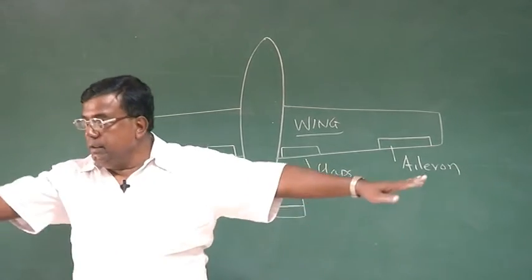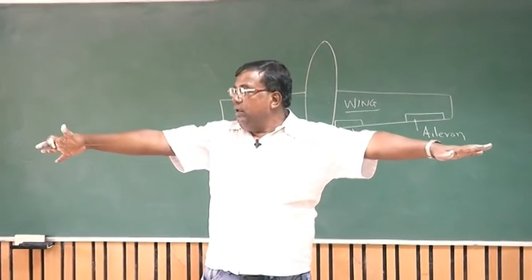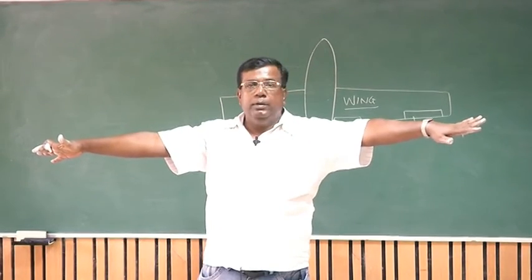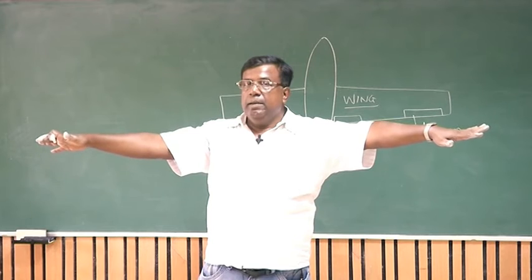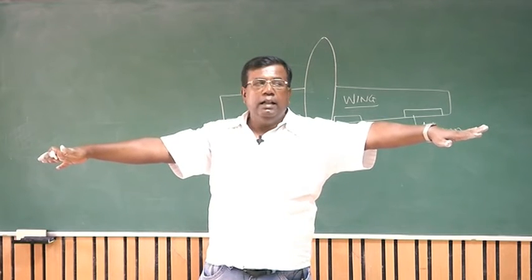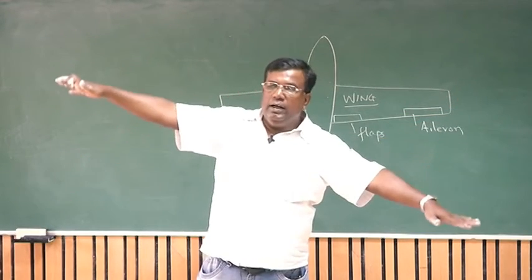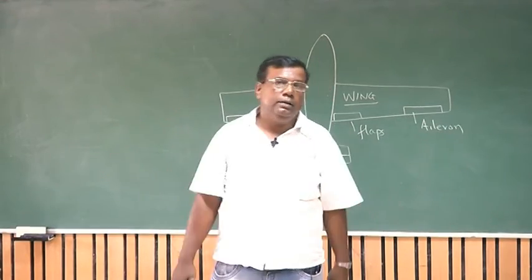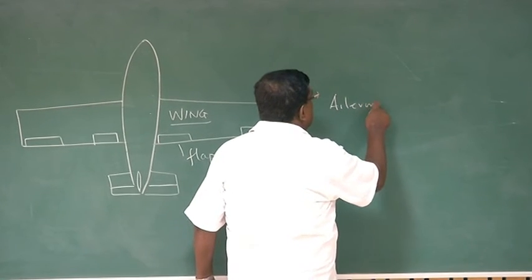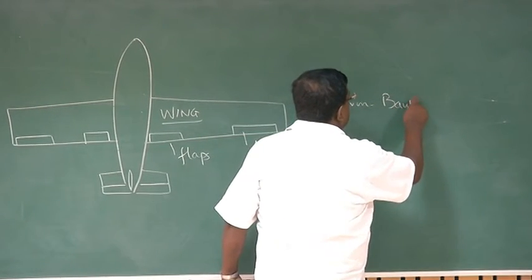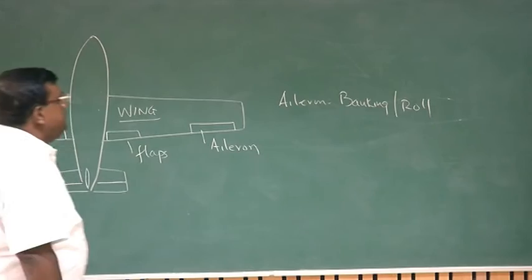Question is this. Suppose imagine this is the wing, and I am putting this aileron down and this aileron up. What will happen? The moment I put the aileron down, this wing's camber will increase, so its lift will increase, and this will go down, so it will turn like this. So a pair of ailerons is used for banking the airplane. So the aileron is for banking, or sometimes it is referred to as roll also.